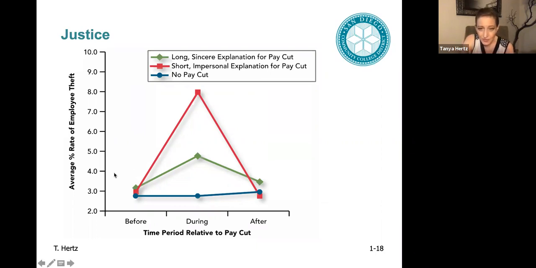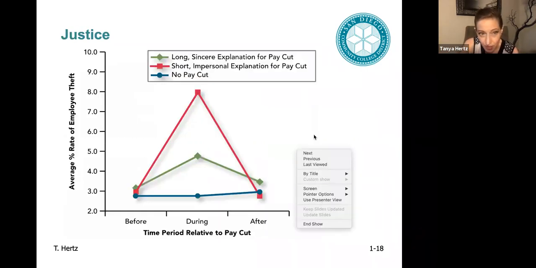And so when you think about things like this, it doesn't cost you anything as an organization to just explain to your employees what's happening, and to give sincere, honest, truthful explanations. And in the end, there's huge savings for the organization, and this is an easy way that you can improve the climate of the company. Right? Okay, so that's that for justice.